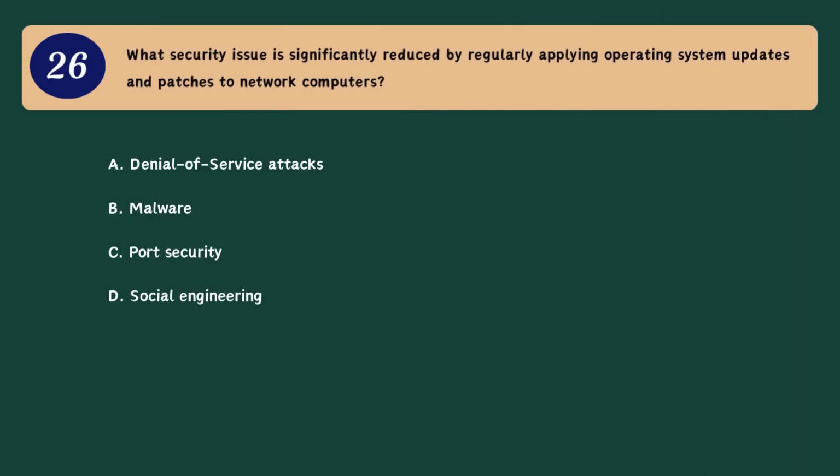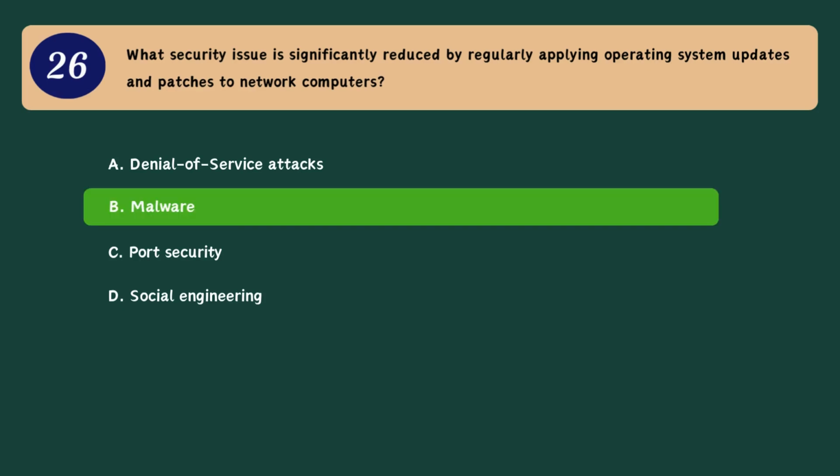Question 26. What security issue is significantly reduced by regularly applying operating system updates and patches to network computers? A. Denial of service attacks. B. Malware. C. Port security. D. Social engineering. Correct answer. B. Malware.